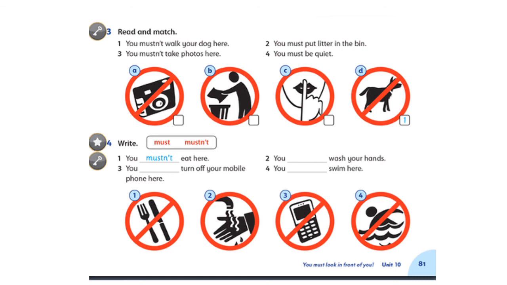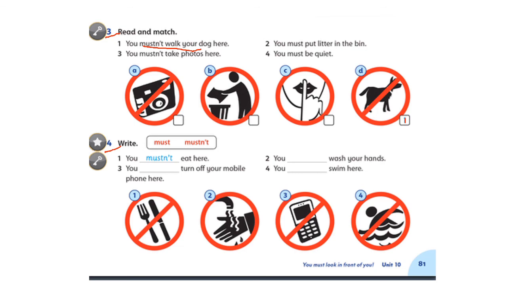Here is the exercises. So please do exercise 3 and 4. Read and match. Look at the signs here. Okay, for example, when you mustn't walk your dog here. You mustn't walk your dog here. Which one? A, B, C, or D? Oh, D. So you write here one. As easy as it. So easy.